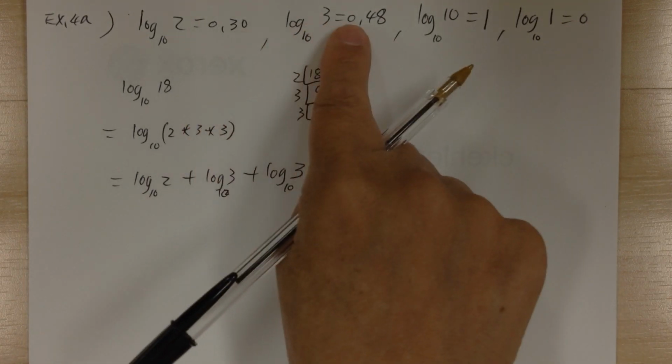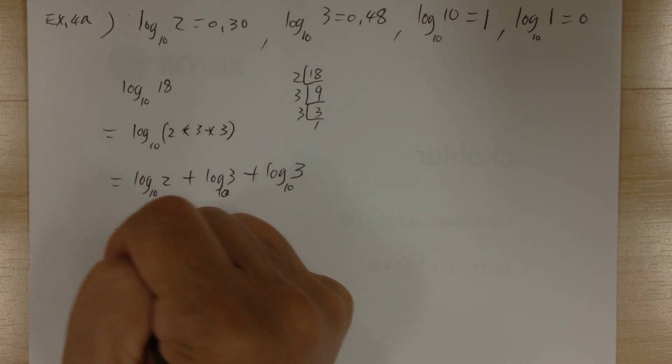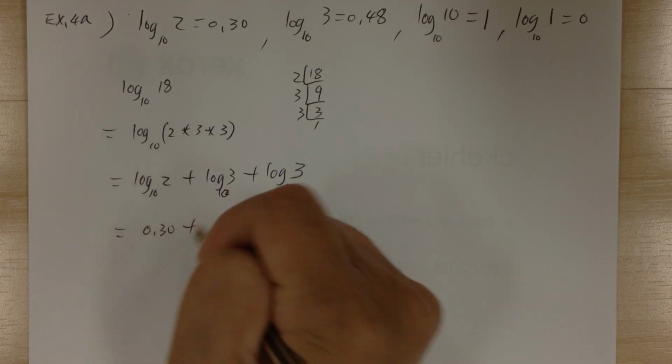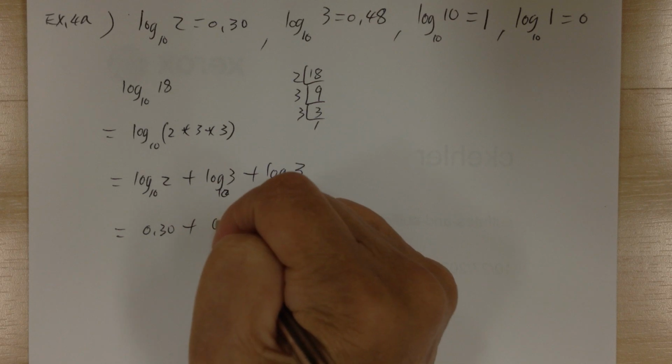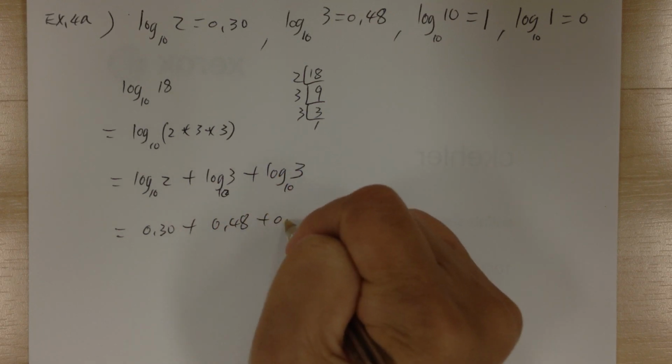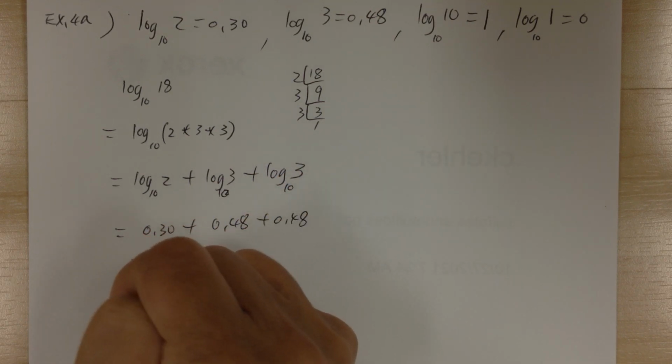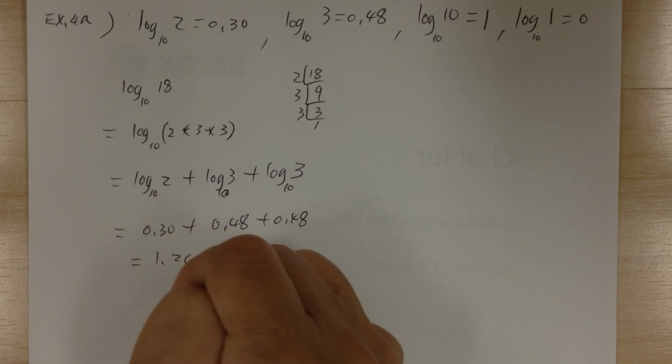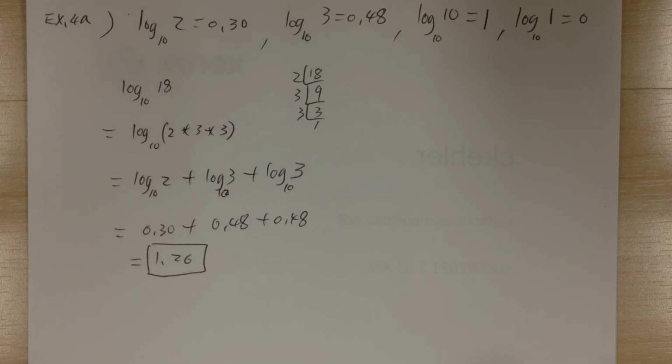Then after that, you can use this to evaluate. So this is equal to 0.30. That's this one here. And this 0.48 plus 0.48. And so this will equal to 1.26. Okay?